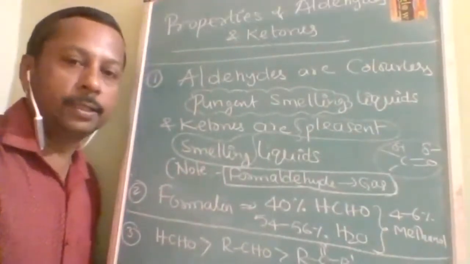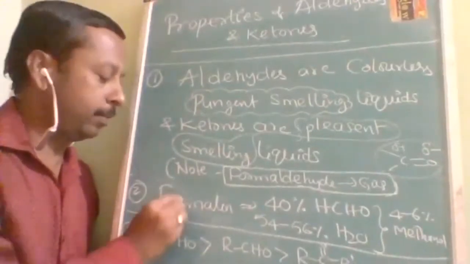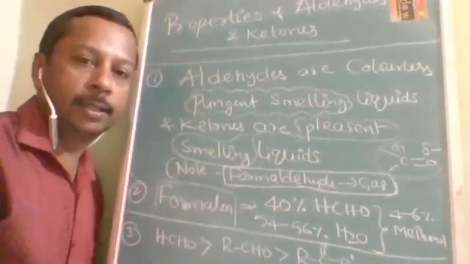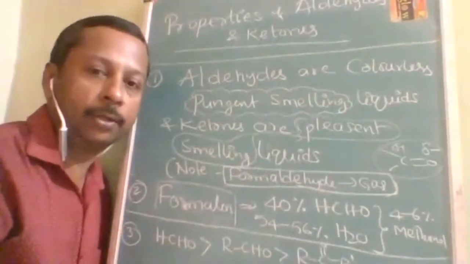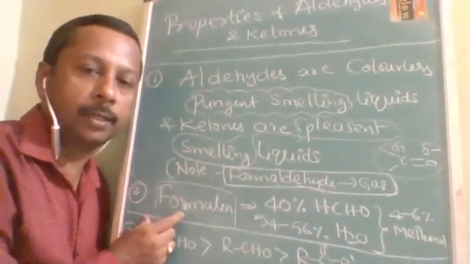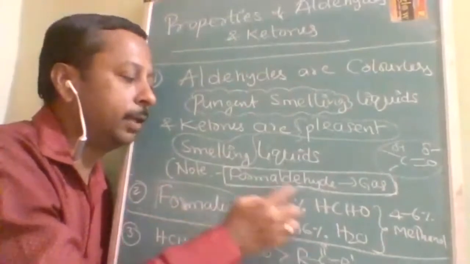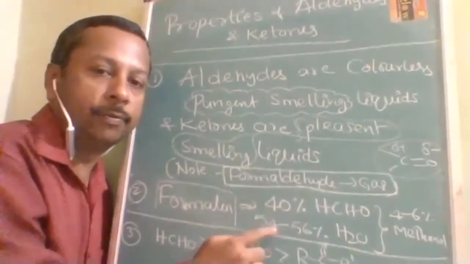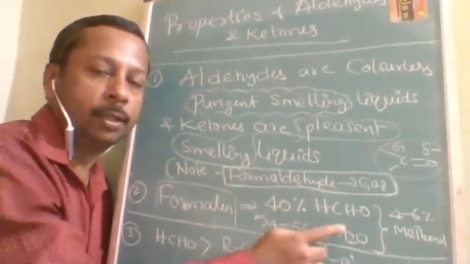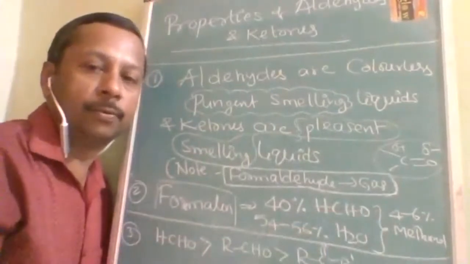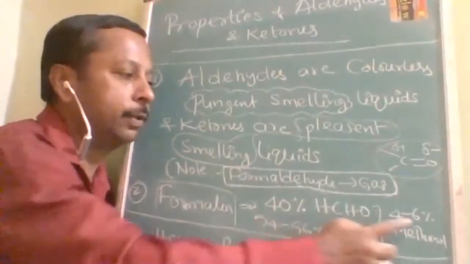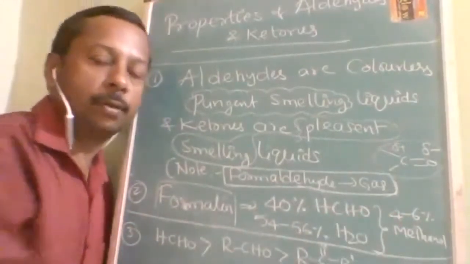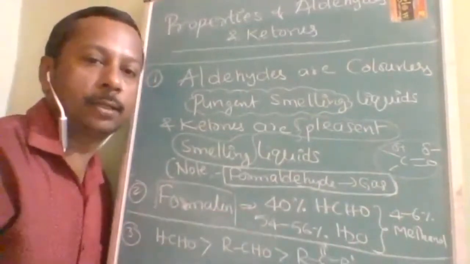The second thing is a commercially important compound, formalin. The second objective will be formalin. Formalin is a mixture of how many compounds? Three compounds. The major active compound is 40% HCHO, formaldehyde. The remaining 54 to 56% is water, and methanol is mixed in at 4 to 6%. When water is 54, methanol is going to be 6%. When water is 56, it is going to be 4%. This mixture of these three compounds is commercially known as formalin.